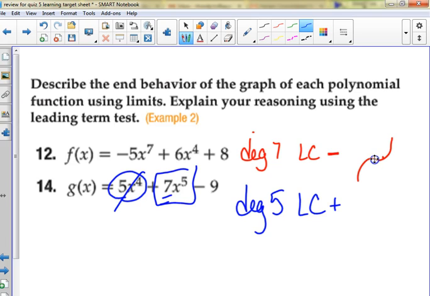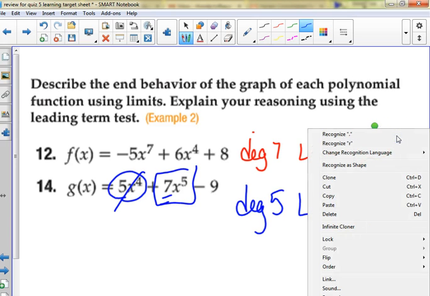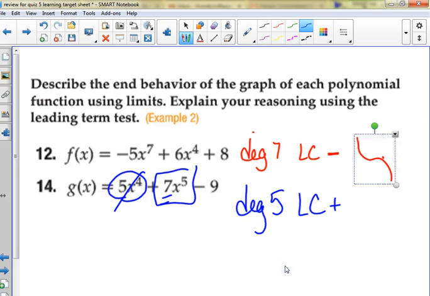Flipping it didn't do anything. It's reflected, not rotated. I don't know if that's a choice. Flip, up, down. Look at there. That's the right end behavior. This one has a positive leading coefficient, so it's that way. I was like, wait a minute, something's wrong. All right. Everybody okay, or did I totally confuse you?